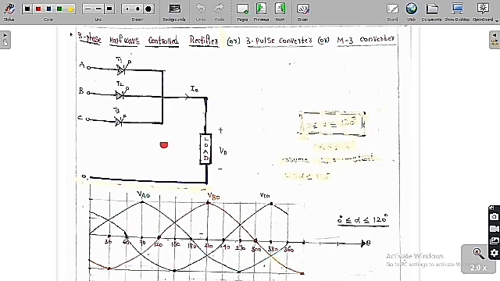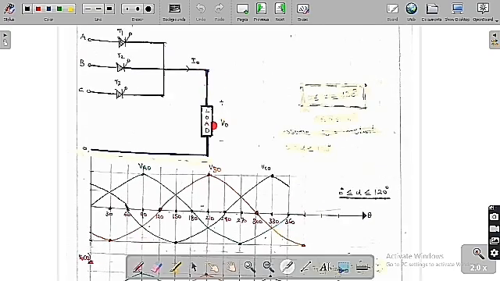This is the circuit diagram. The only difference is that we have replaced diodes by thyristors in this case. The previous circuit is the 3-phase half-wave uncontrolled rectifier, whereas this one is the 3-phase half-wave controlled rectifier. This is the load. The load voltage is plus or minus V0 of t, and the load current is I0 of t.